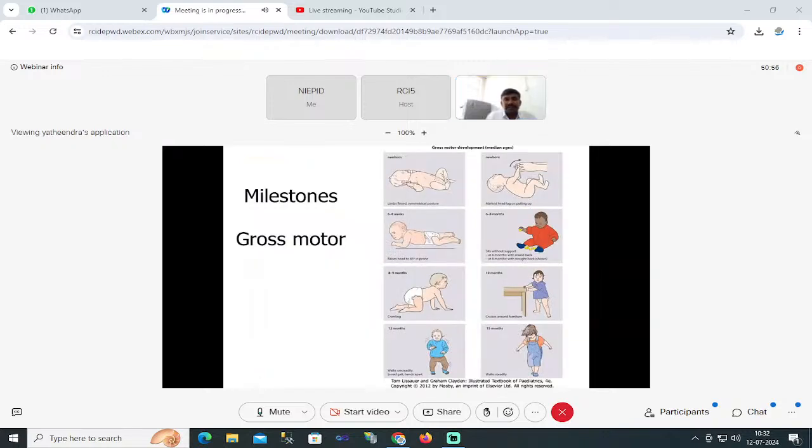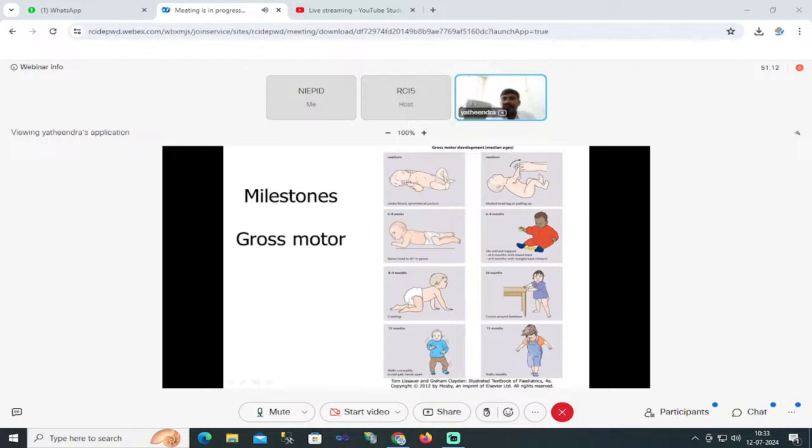Again, in the same picture you can see one example of how you can assess delayed head control. The baby is in this position. Then you just hold both the hands of the baby, and pull the baby upwards towards your side.